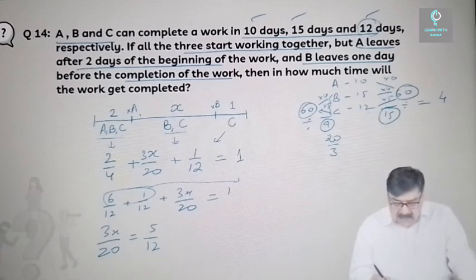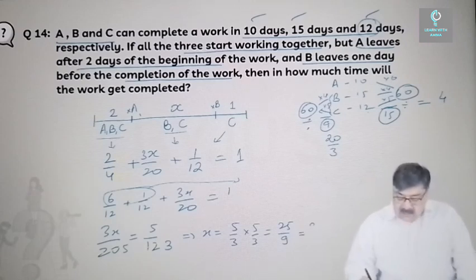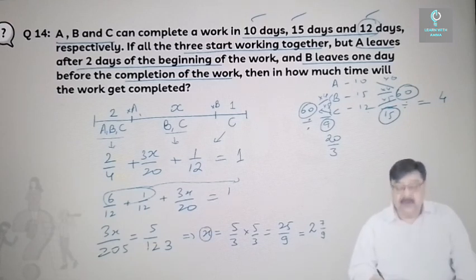Now you can do the cancellation here. These cancel. This is 4 into 3. This is 4 into 5. So this means x here is 5 by 3 into 5 by 3. That is 25 by 9. How much is this 25 by 9? Well, 9 twos are 18. Left over is 7. So 7 by 9 days. Now what is this? This is the value of x, mind you.